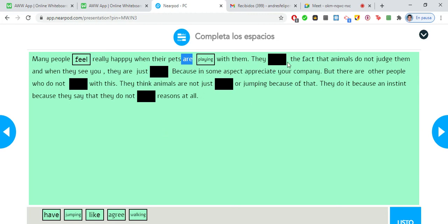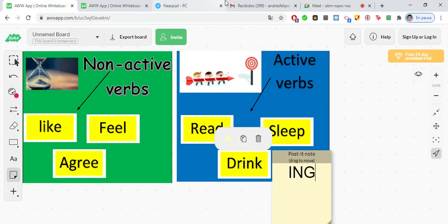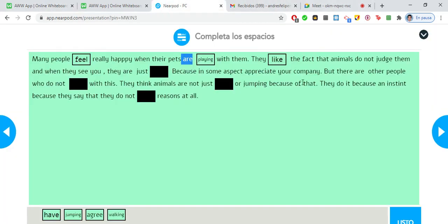They like the fact that animals do not judge them. Like is a non-active verb. Like, because like means gustar, and gustar is something abstract. When you say I like something, it is something abstract, something that you feel, but it's something that I cannot see, I cannot listen, I cannot hear. It's something that is abstract. Okay. So they like is a non-active verb.